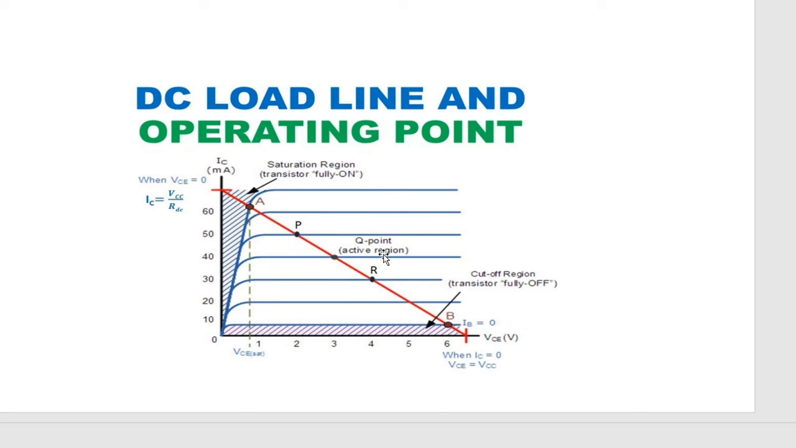In order to bias or to configure the transistor as an amplifier, the transistor has to be operated in this region, the active region. So this is what the DC load line and the operating point are about.